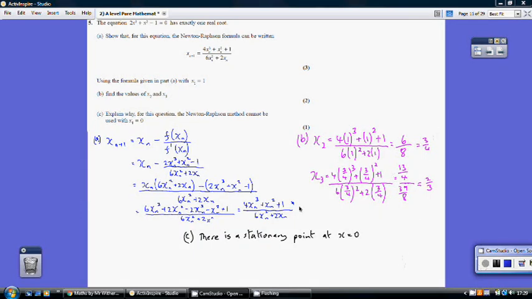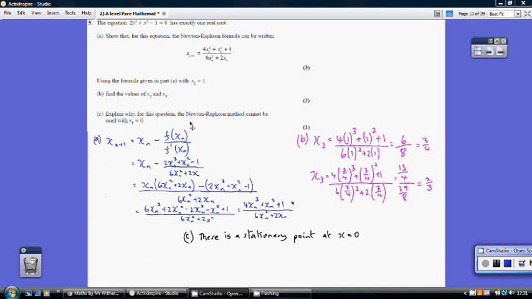So part B, this is pretty straightforward. We've just got to substitute the previous values into this formula. So x2 is going to be this formula here once we've substituted x1, which is 1, into it. So we're just substituting 1 into this, giving us 3/4. And then x3 is when we substitute x2, the 3/4, back into it again. So we get 3/4 and 2/3.